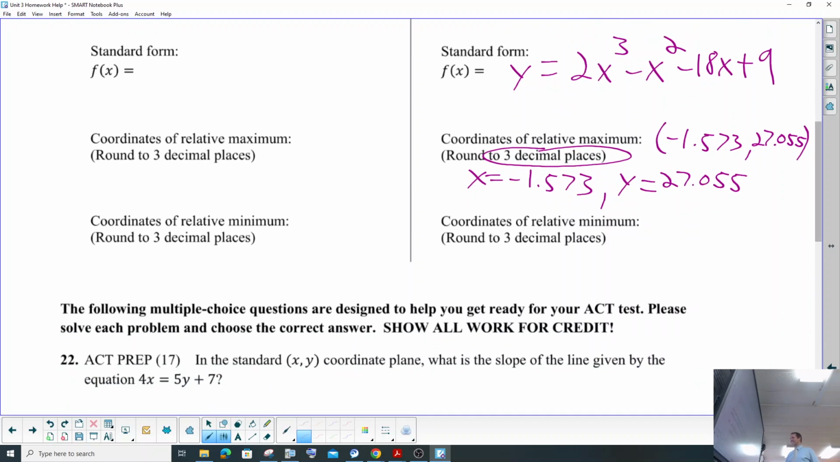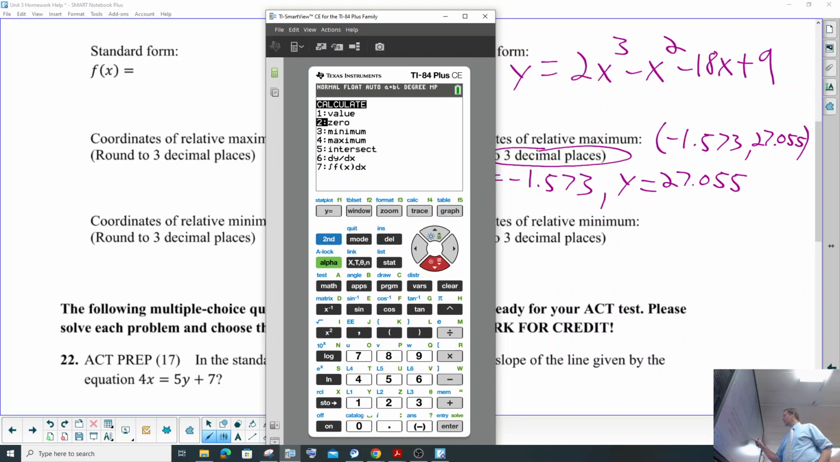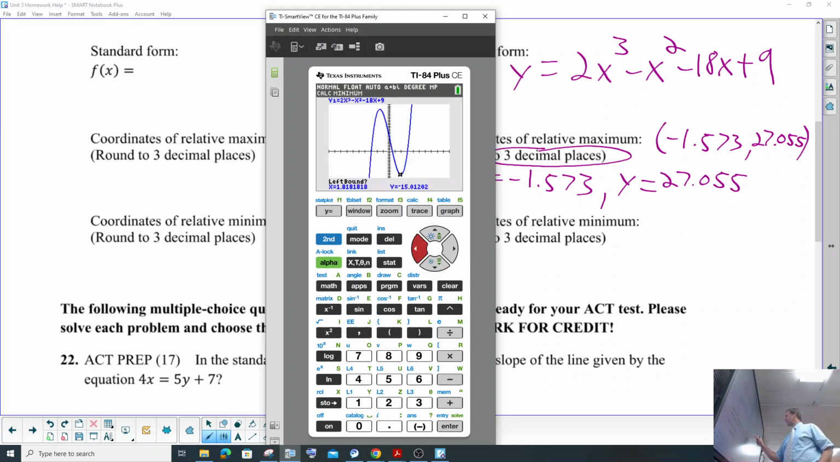Okay, so now you've got to do the minimum. Push trace and go all the way to the right to where the minimum is. Can you find that minimum? Get all the way down to the minimum. There it is. Too far? Okay, now push second trace, second calc, the minimum, option 3. Enter. Left bound, enter. Right bound, enter. And then right about there in the center, enter.